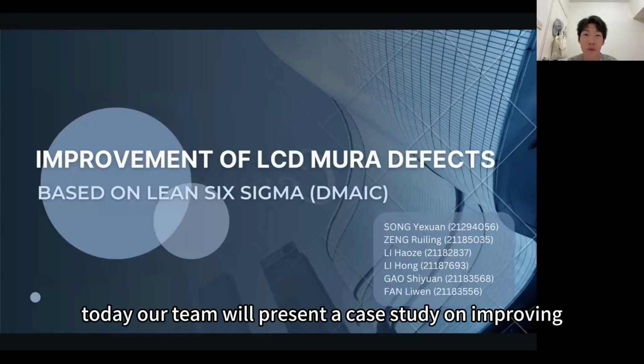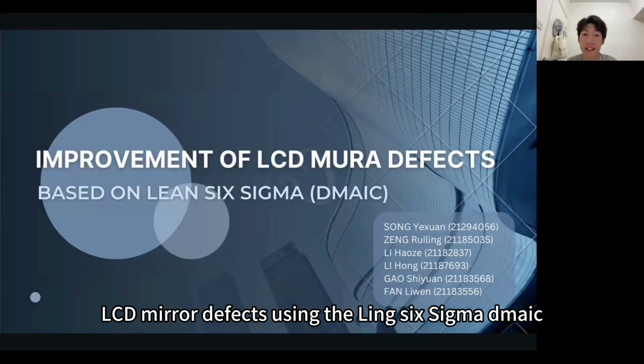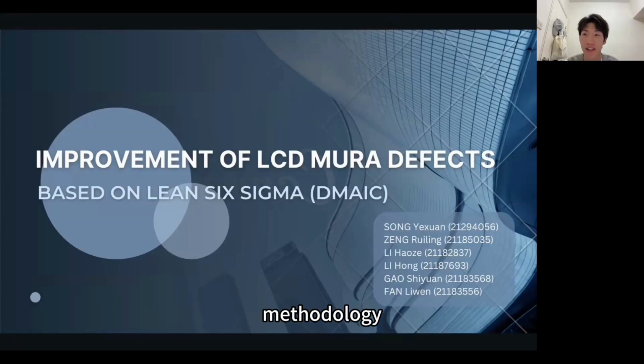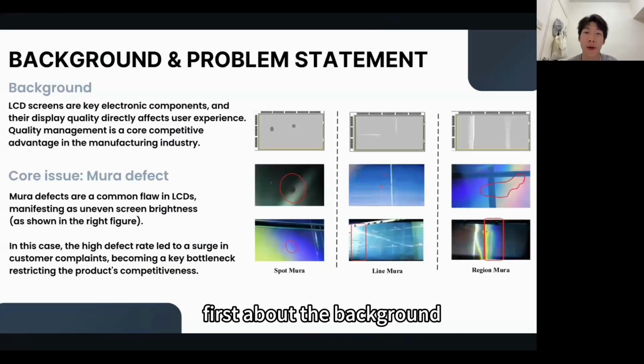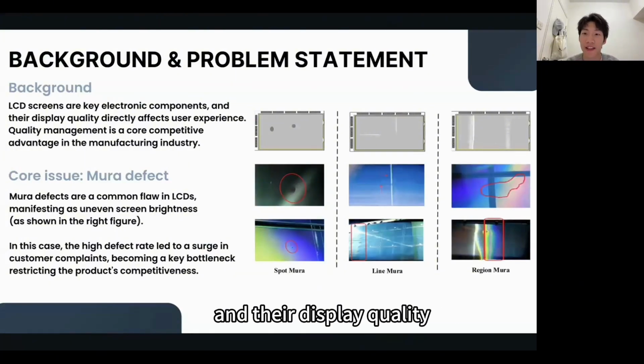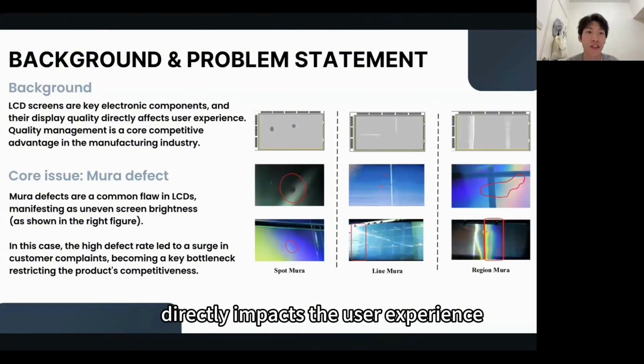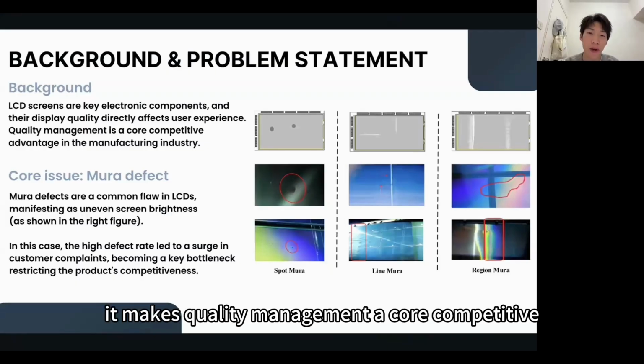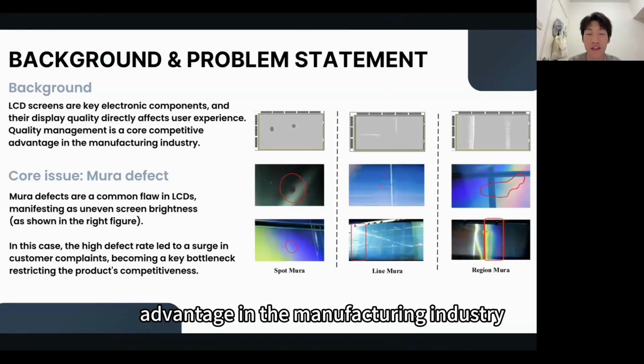Hello everyone, today our team will present a case study on improving LCD mirror defects using the Lean Six Sigma DMAIC methodology. First, about the background. LCD screens are key electronics components and their display quality directly impacts the user experience. It makes quality measurement a core competitive advantage in the manufacturing industry.